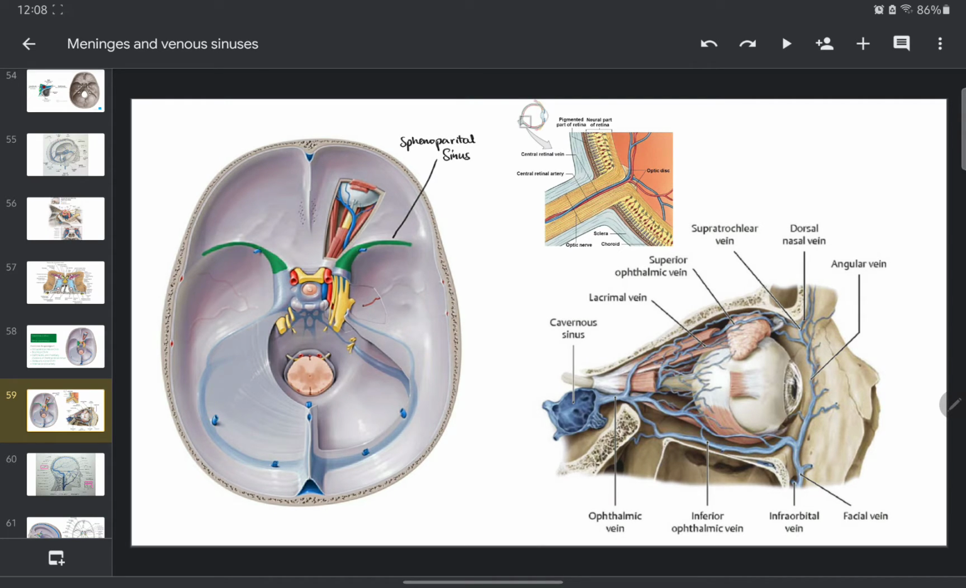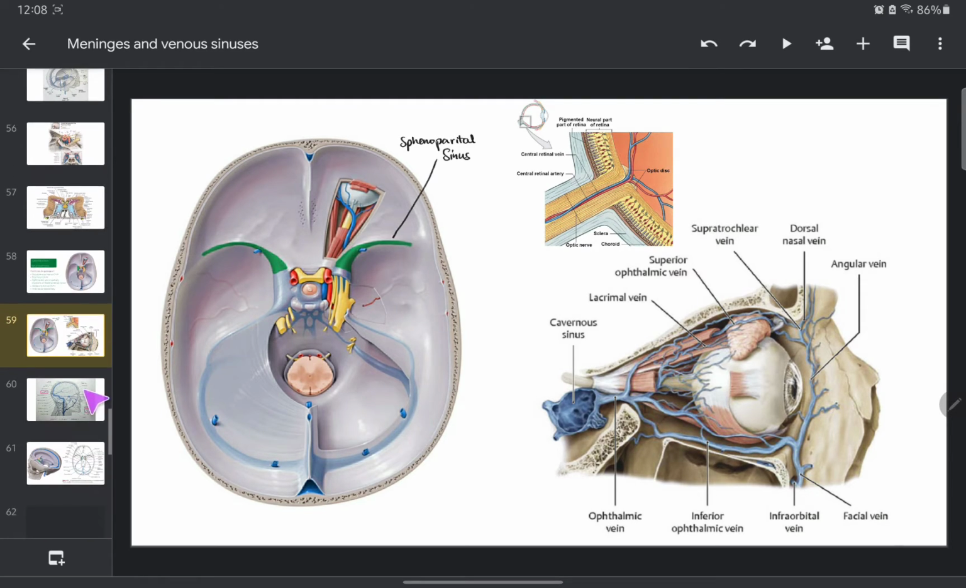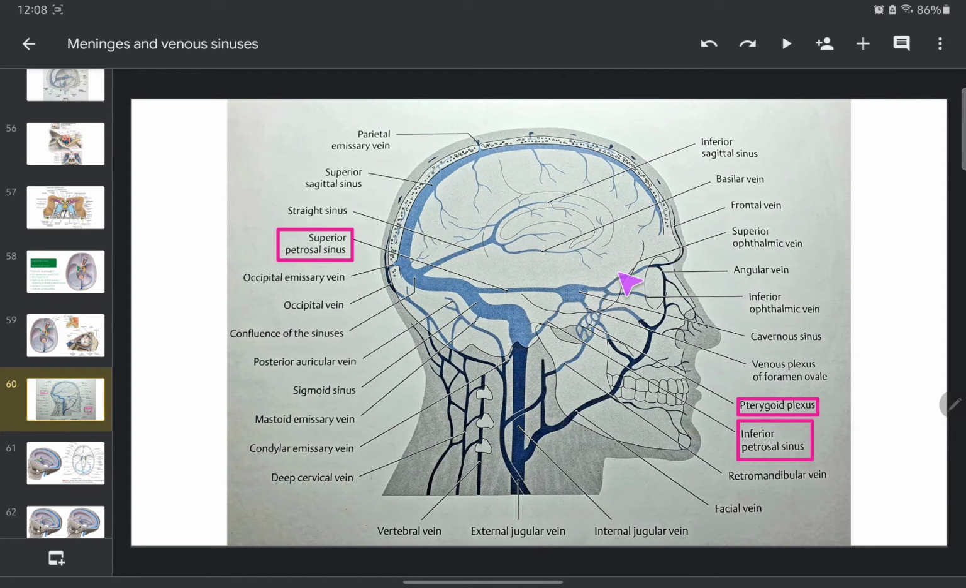We also have some other tributaries for this cavernous sinus, which are the inferior cerebral veins, draining the inferior part of the cerebral hemispheres into the cavernous sinus. Now, what is the drainage of the cavernous sinus? Where does the blood go after going into the cavernous sinus?